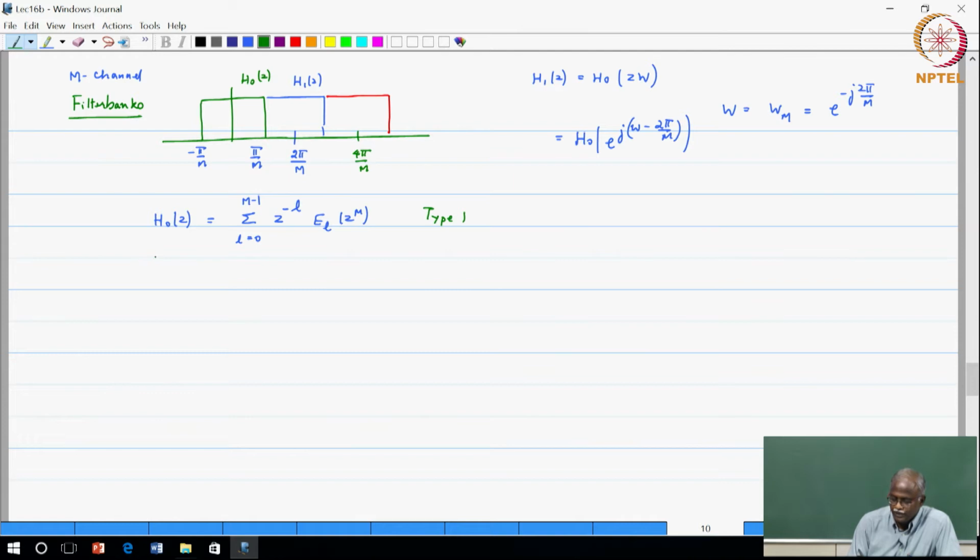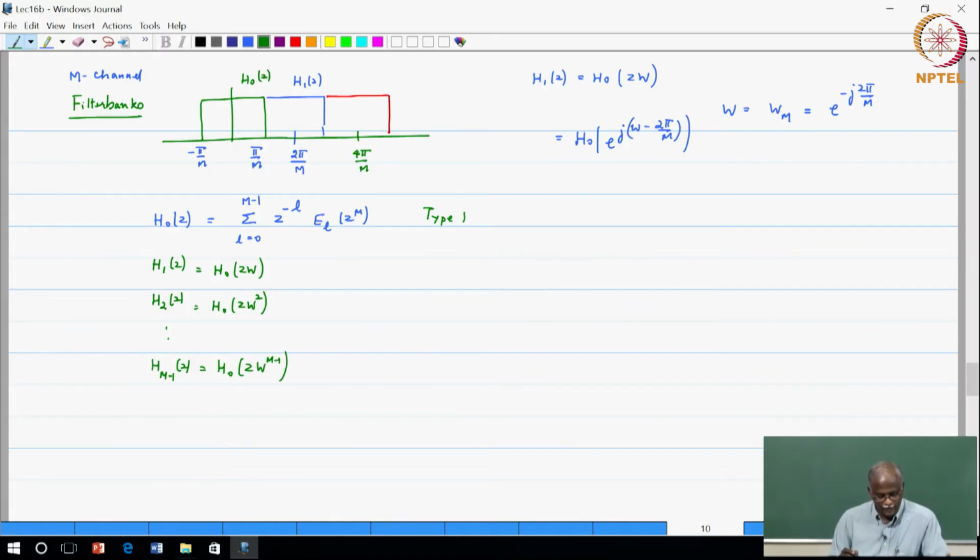Now, from this we will derive H1 of z, we will derive H2 of z, all the way to H_{M-1} of z. These are nothing but H0 of zW. Again, W refers to W subscript M. This one is H0 of zW squared. The last filter is H0 of zW^(M-1). Okay. Now, even when we do the first filter itself, you will start to see some very interesting patterns emerging. Let us take a closer look.